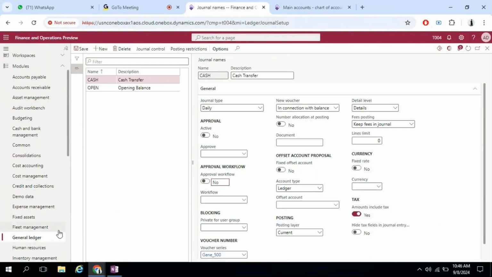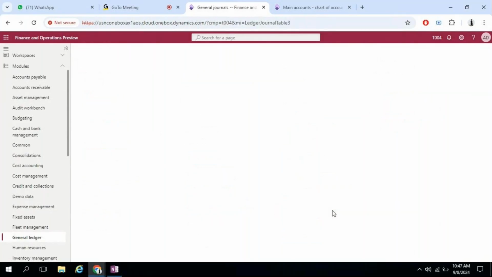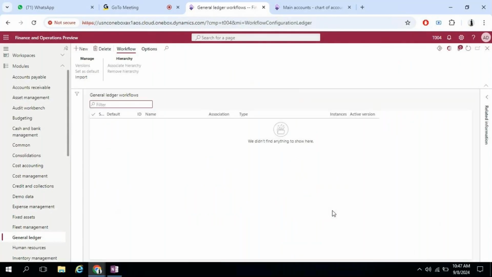Okay, thank you. So now I'm going to start with my approval workflow process. So for that, you need to go to the general ledger module. I am not sure it will open in this particular Chrome environment or not. If the workflow is not open in this environment, we will open this environment in Internet Explorer. Okay. So right now I'm going under the journal setup. You will find the general ledger workflows. Okay. So let's go to the workflows now. So over here under the workflow, I will create a new workflow.